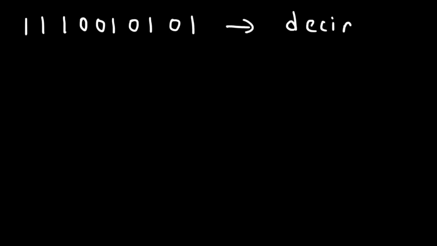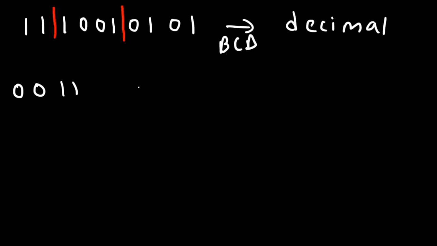Now let's say if we want to go backwards. Let's say if we have the number 11 1001 0101. How can we convert this into a decimal? Now keep in mind, this is not a regular binary number, but it's a binary coded decimal, which means we need to break it up into groups of 4. Here we only have 2 numbers, so we need to add 2 zeros. So the first group of 4 is going to be 0011, that's for this side, and the second group of 4 is 1001, that's for the middle, and on the right side, 0101.